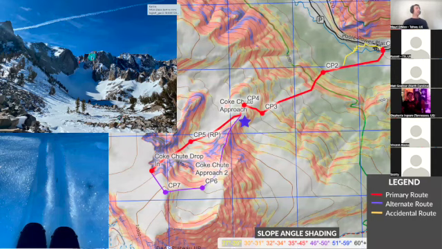So what we ended up doing is getting eyes on this objective and making our decision from there. But we had our decision point already outlined prior to our planning. Now we get up to where that red dot is. My partner gets a little scared.